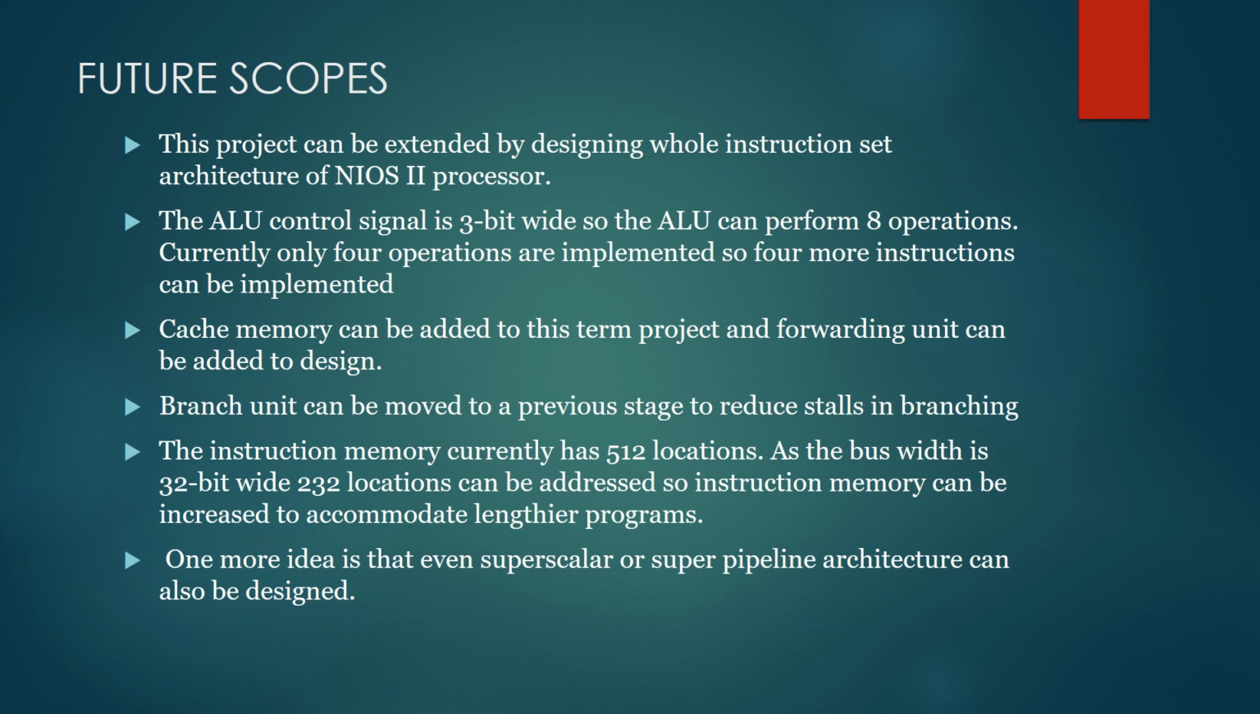The project can be enhanced to incorporate more complex operations; cache memory can also be added to improve the project. A forwarding unit can be added to give more performance in the design. Sign multiplication can be added as the next step in the project. The stall can also be reduced in branching by moving the branch unit to the previous stage. One more idea is that even a superscalar or superpipeline architecture can be designed for further Nios II processor improvement.